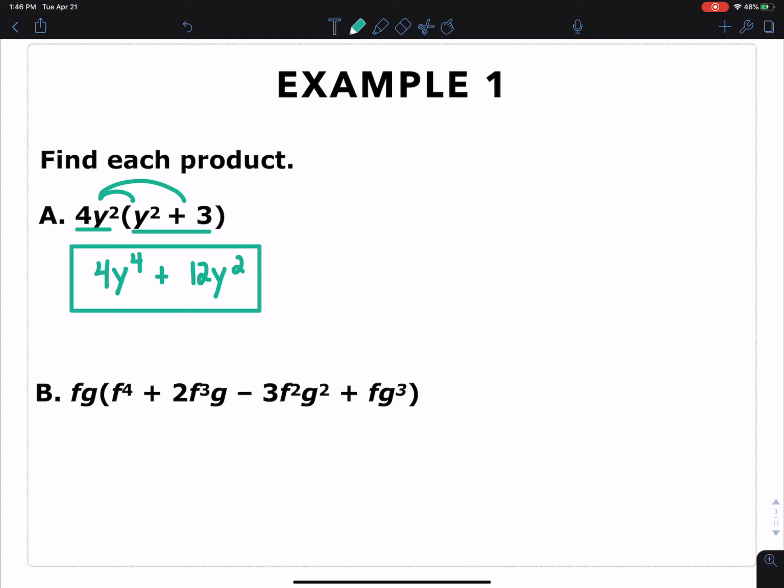And that's going to be your final answer. You cannot combine these because these exponents don't match. 4 and 2, if they are both y to the fourth or y to the second, we could combine our like terms. But we can't do anything with that, so 4y to the fourth plus 12y squared is our final answer.